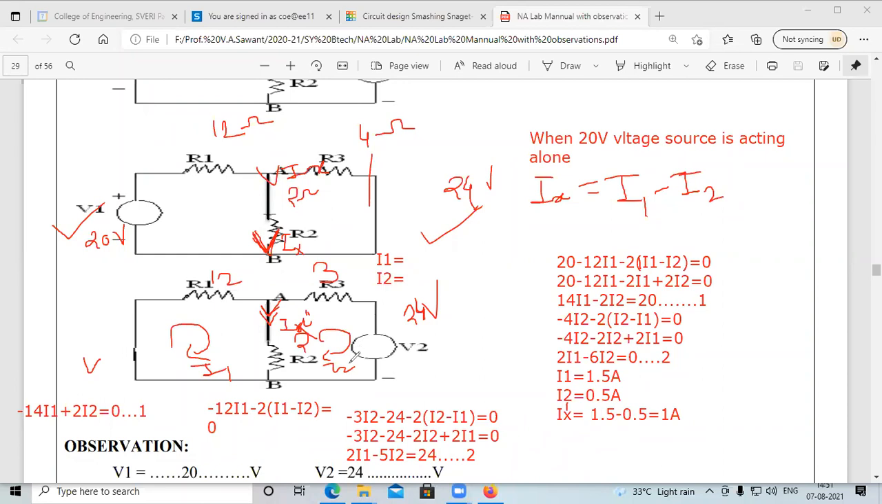Sir, is the value of R3 3 or 4? Sorry, the value of R3 is 4. Here it is 3 given, so it becomes 4, and here it is also 4. It becomes 6 here. Right. So these two equations: 2 I1 minus 6 I2 equal to 24 and minus 14 I1 plus 2 I2 equal to 0. What values do these give?